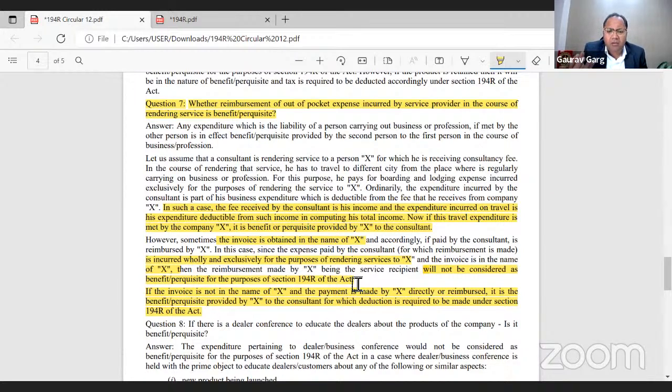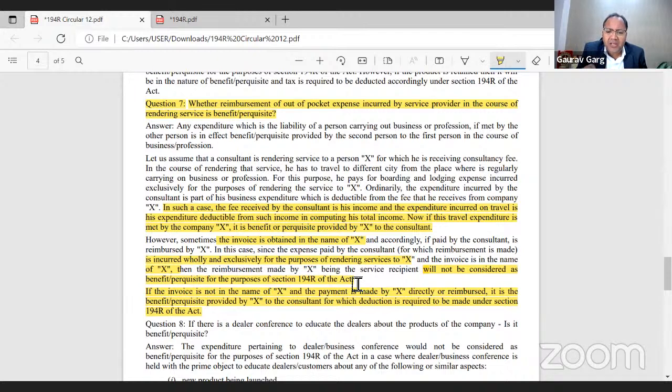But then the view started coming, why are we not splitting the bill, and it went into litigation. Now the department has very clearly said that there could be a case that the consultant is billing most of his expenditure or some of his expenditure as reimbursement and trying to move out of the net of TDS. So now they are plugging the loophole that if the consultant charges anything as a reimbursement, there would be TDS very clearly.